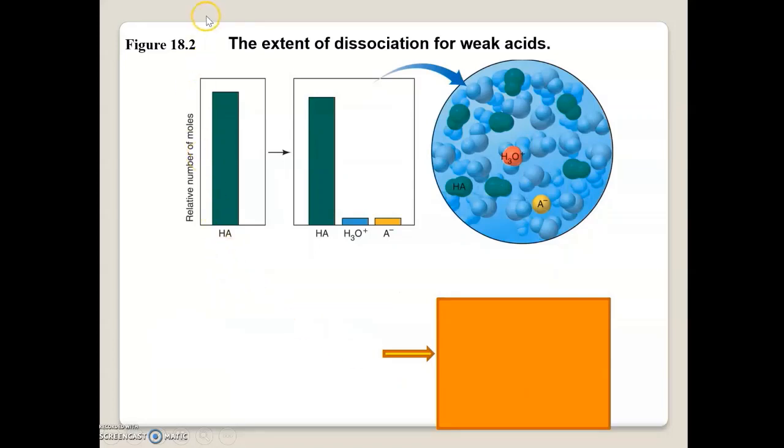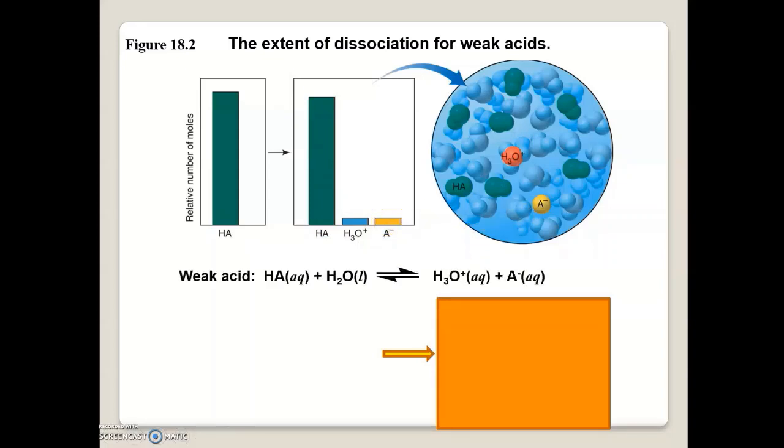However, if you have a weak acid or weak base, for example 100 molecules of the acid HA, after dissociation we have a small amount of H3O+ and A- produced, and most of the HA remains as HA. It is slightly ionized, or partially ionized, into ions.